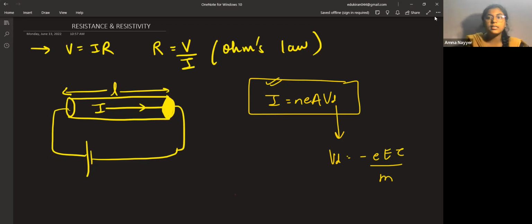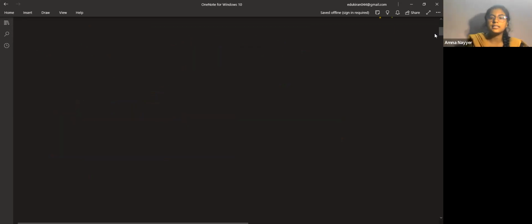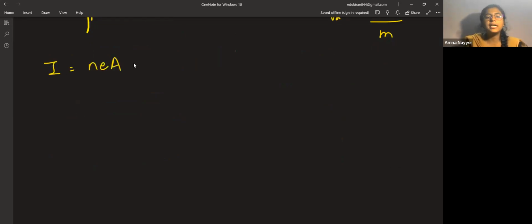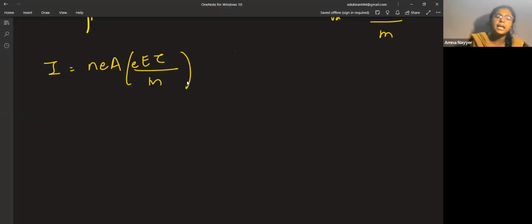It's short and it is usually asked in the exam. Now let us substitute the value of VD in this. I is equal to NEA. Instead of VD, let us put this value, E tau by M. I am excluding the negative sign because the negative sign depicts the direction that is opposite to that of the electric field.